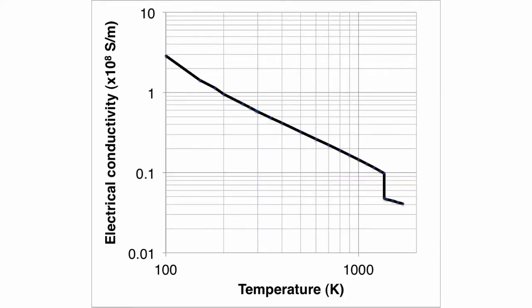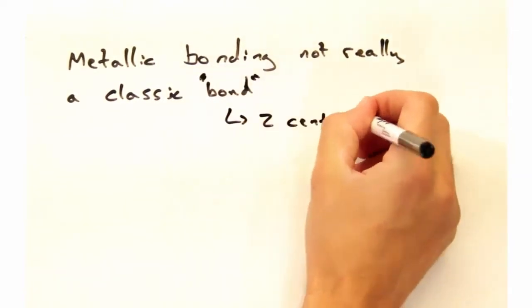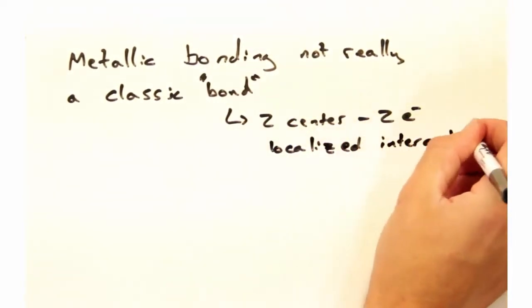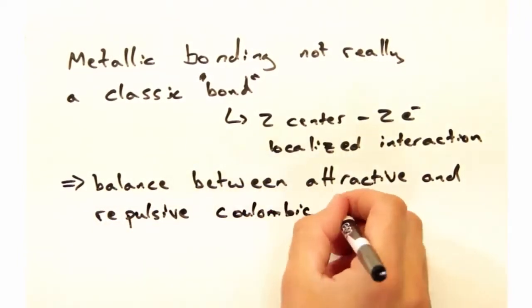Can we observe this experimentally? Indeed we can. Let's pull up some electrical conductivity measurements across the solid-liquid phase transition for gallium. We can see here that while the electrical conductivity drops as gallium becomes a liquid, it doesn't drop by that much. So in essence, we can still treat the electrons as delocalized and free to move around. So metallic bonding is not really a bond when one normally thinks of a bond. Instead, it seems to be a balance between attractive and repulsive Coulombic forces.